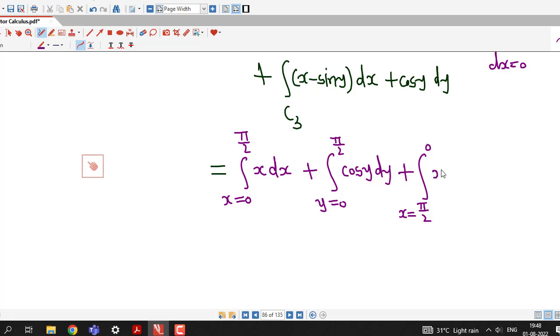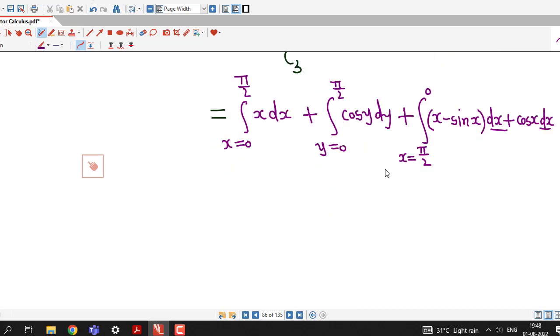So here I have (x minus sin x) dx plus cos x dx, and then we will take this dx common and we will integrate with respect to x from pi by 2 to 0. Now we find out what is this integral. Integral of x is x square by 2. Limits of x are from 0 to pi by 2. Integral of cos y is sin y.